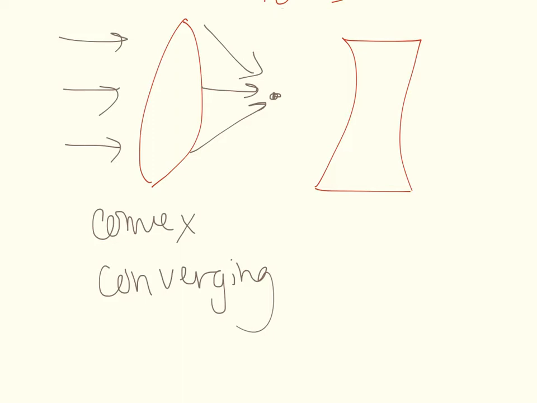Your eyes are naturally converging lenses. Remember, your eyes take parallel light rays coming in, and they focus those rays on the retina in the back of your eye. Now, what about the other lens, this concave lens? What is it? Not converging, but?